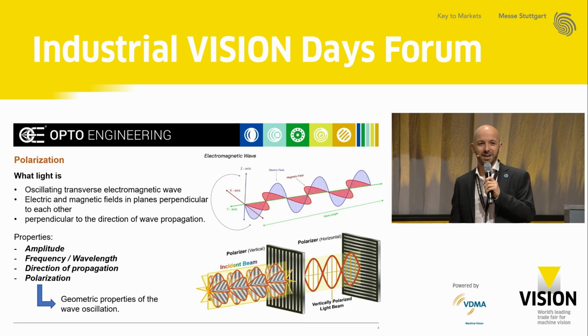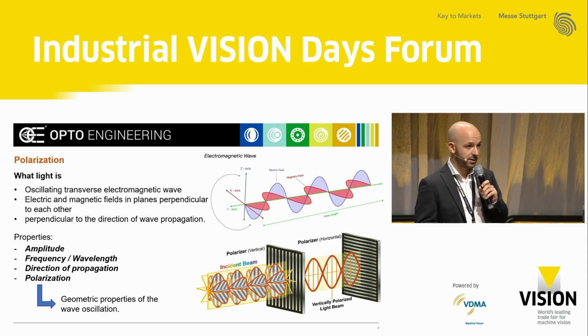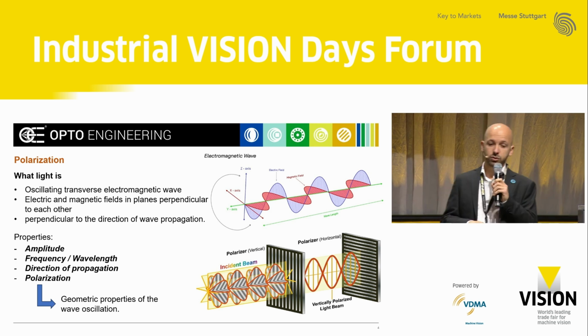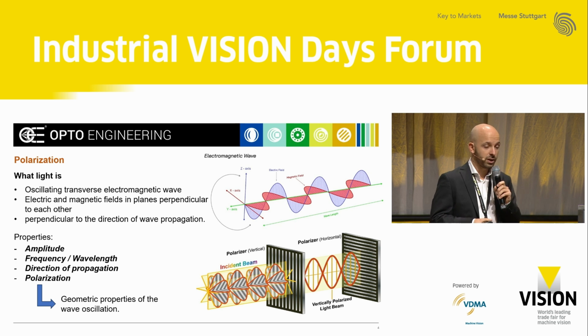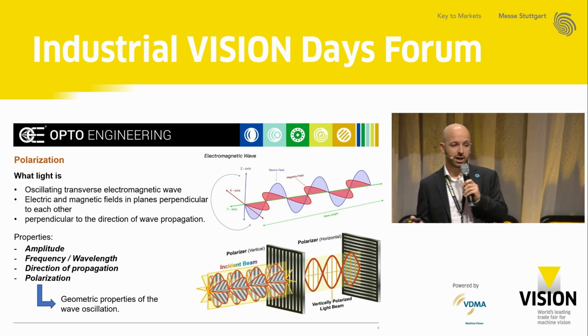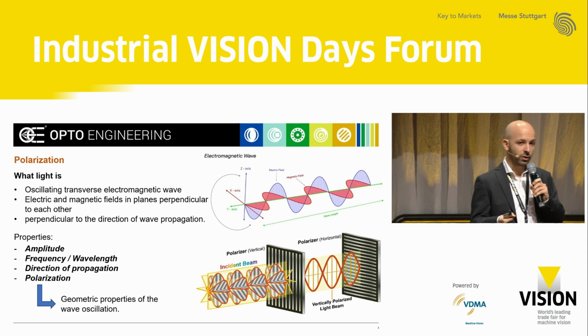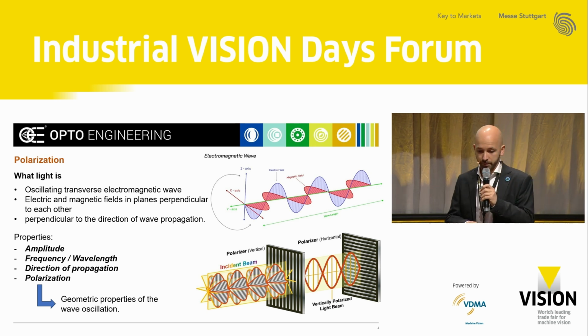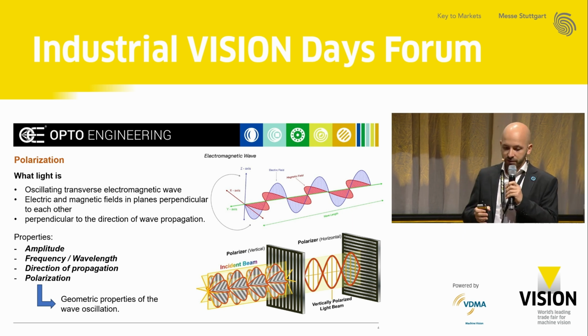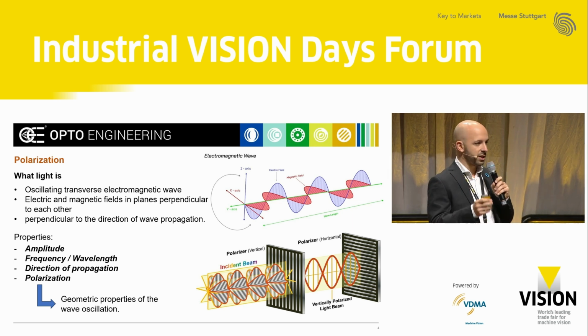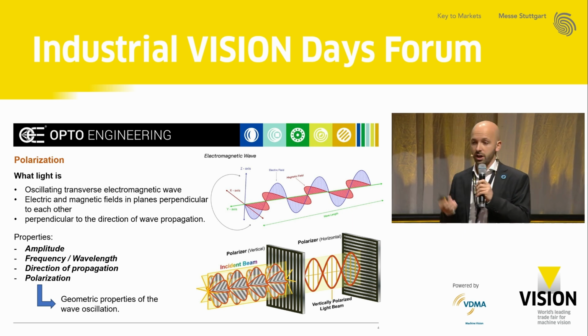Let's start with polarization. To talk about polarization, we need to talk first about light. Light is an oscillating transverse electromagnetic wave composed of an electric and a magnetic field that propagate perpendicularly to each other and perpendicularly to the direction of propagation. Specifically, polarization is a geometrical property of light.